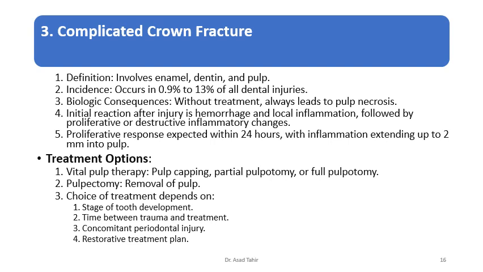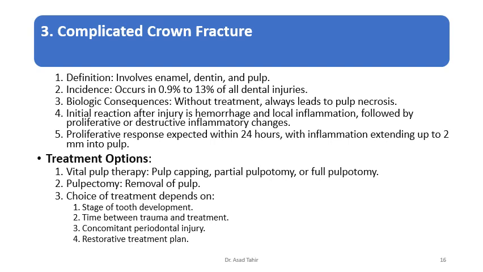Initial reaction after injury is hemorrhage and local inflammation, followed by proliferative or destructive inflammatory changes. Proliferative response is expected within 24 hours, with inflammation extending up to 2 mm into the pulp. Treatment options. Vital pulp therapy: pulp capping, partial pulpotomy, or full pulpotomy.